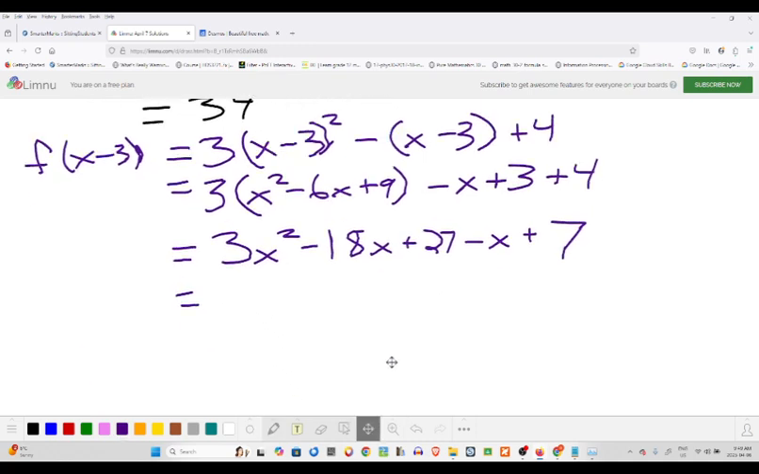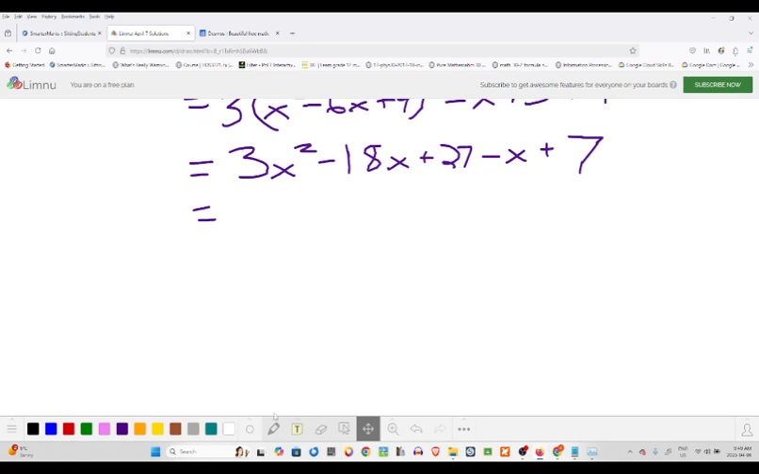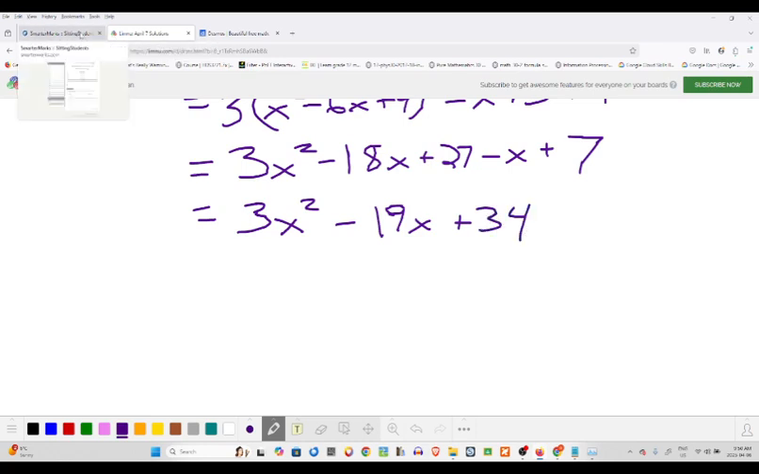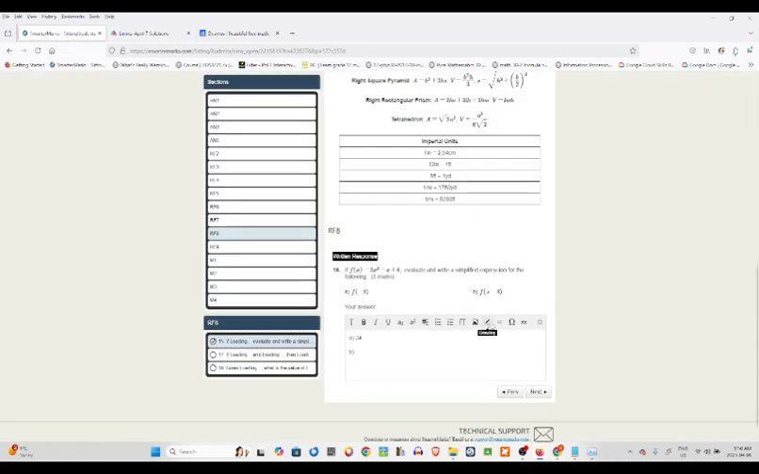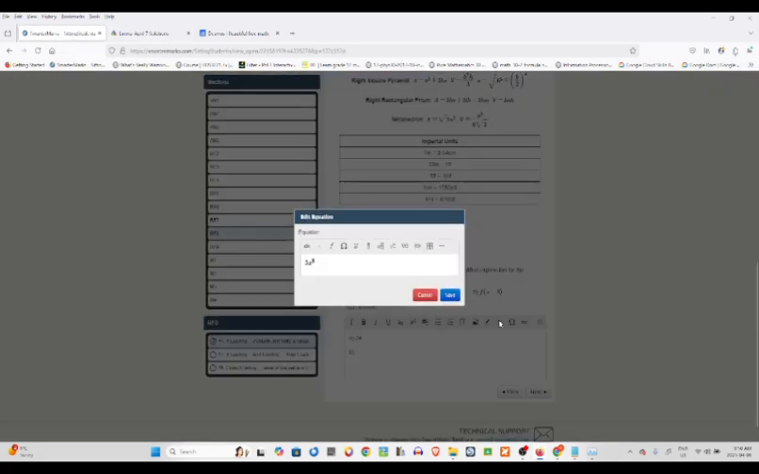Now, all of our multiplications are done. We just have to combine our like terms. Go exponent by exponent. We have 3x squared. For our regular x terms, we have a negative 19x from the negative 18x and then another negative 1. And 27 and 7 make 34. So that's 3x squared minus 19x plus 34.